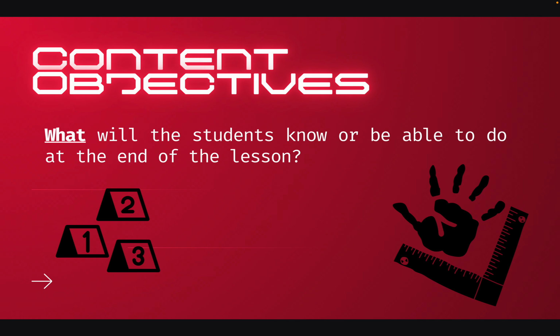Let's get started. What is a content objective? A content objective tells students what they will learn. It is based on the academic standard and focused on the knowledge or skills students are expected to acquire. So, for science, students will explain the process of photosynthesis. This is a content objective.